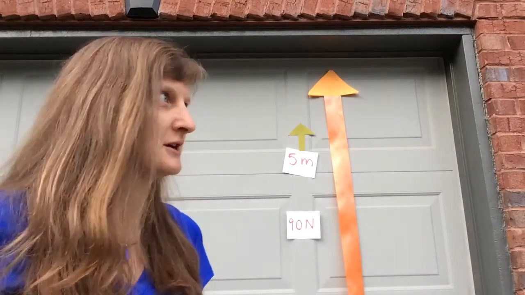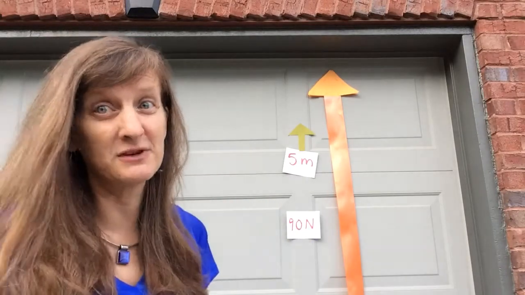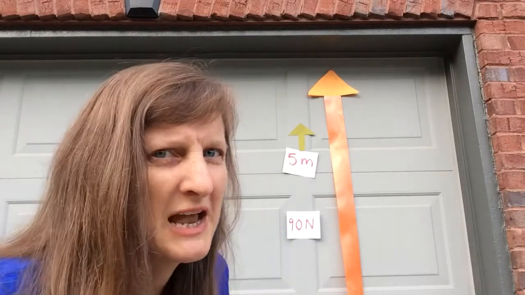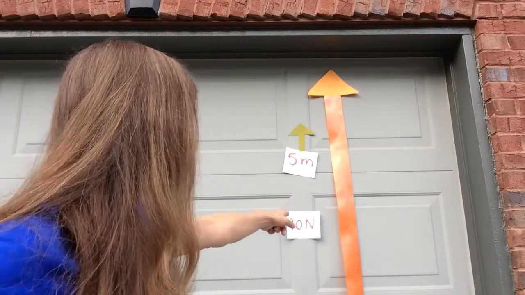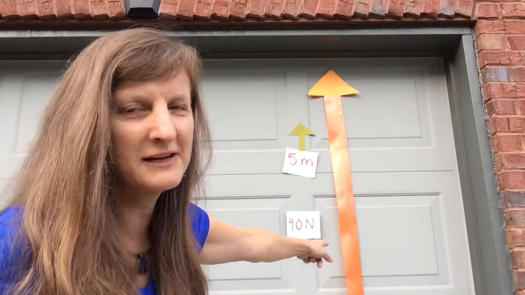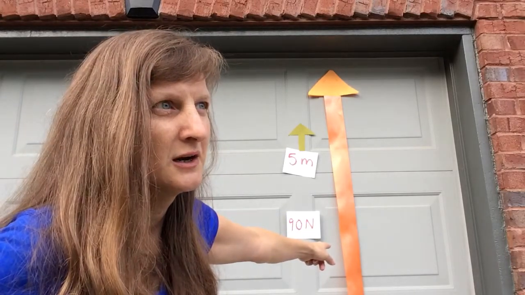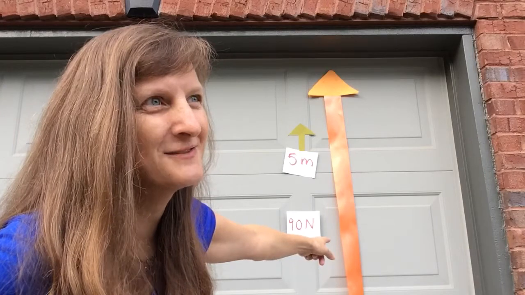What do you notice is different about these? Pause it if you want to think. A couple things are different. They're made out of different stuff. They're different colors, but the main thing is they are different lengths and they are drawn to scale. So the 90 Newton vector is 18 times longer than the 5 meter vector.